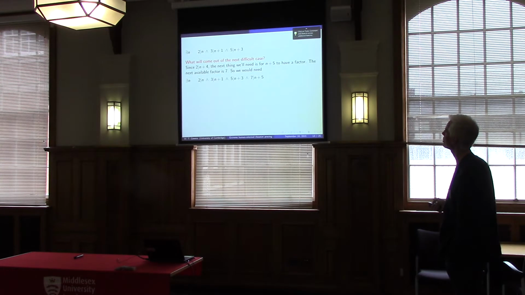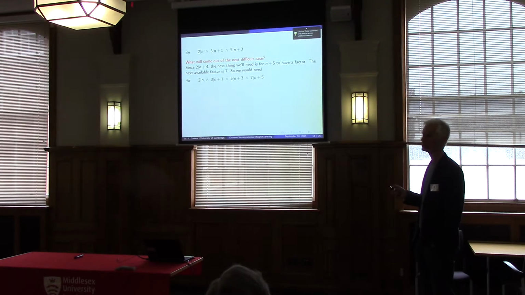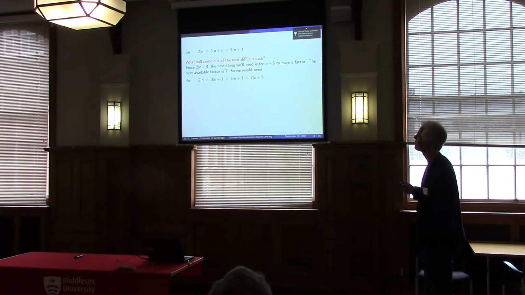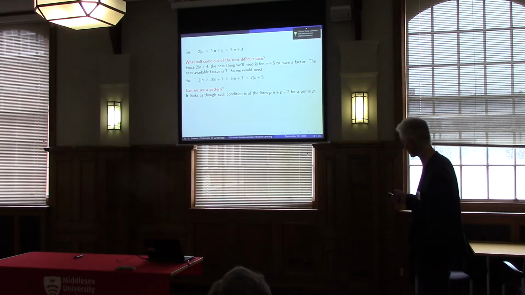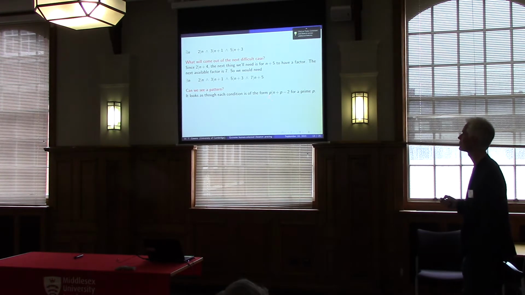Instead, we prefer to think about trying to generalize what we're doing here. We look at n plus 4, 2 goes into that, so the next one that's a problem is n plus 5. 2, 3, and 5 won't work because they're all spoken for, so we'll need 7 to go into n plus 5. And now at this point, we start to notice something: 2, 3, 5, and 7 are the first 4 primes. And 2 goes with n, 3 goes with n plus 1, 5 goes with n plus 3, 7 goes with n plus 5. So it looks as though each condition is of the form, take a prime, and it goes into n plus that prime minus 2.